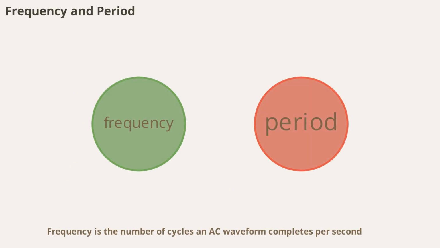Frequency is the number of cycles an AC waveform completes per second, measured in Hertz, Hz. The period is the time taken for one complete cycle. These two quantities are inversely related. Frequency equals 1 divided by the period. In most countries, the standard frequency for household electricity is either 50 Hz or 60 Hz. Understanding frequency and period is crucial for synchronizing electrical devices and ensuring compatibility with power supplies.